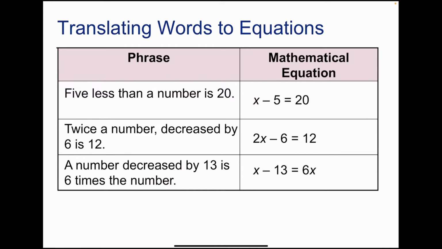5 less than a number is 20. Is just means equals, right? So 5 less than a number means that I subtract 5 from x, so you get x minus 5 is 20, equals 20. Is 12, so equals 12. Now, twice a number decreased by 6 is 2x minus 6. A number decreased by 13, that's x minus 13, is equal to 6 times the number, 6x. So that's why you get that.